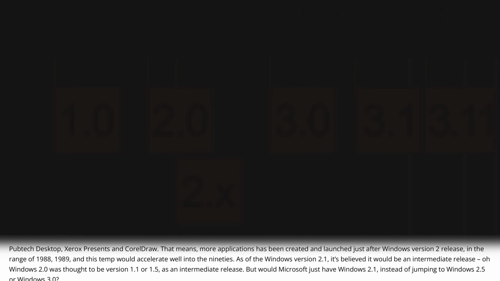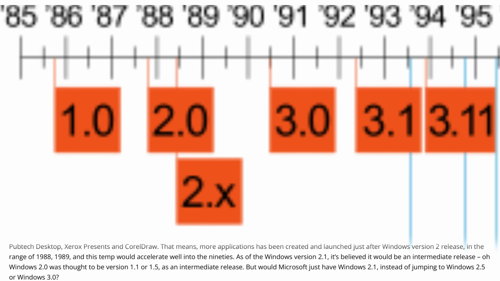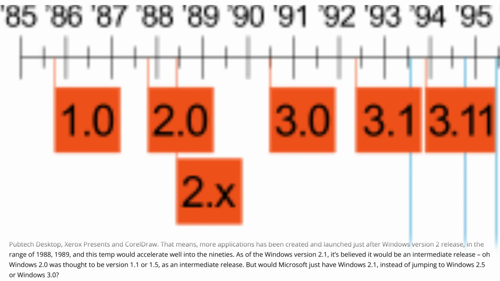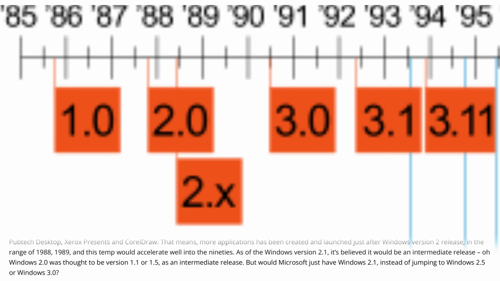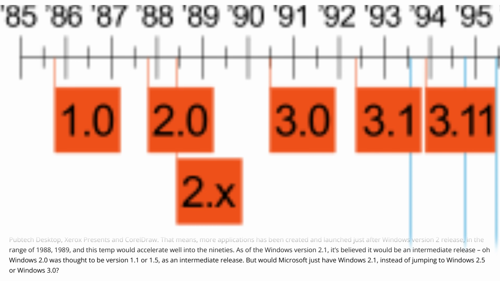As for Windows version 2.1, it's believed it would be an intermediate release. Windows 2.0 was thought to be version 1.1 or 1.5, as an intermediate release. But would Microsoft just have Windows 2.1, instead of jumping to Windows 2.5 or Windows 3.0?